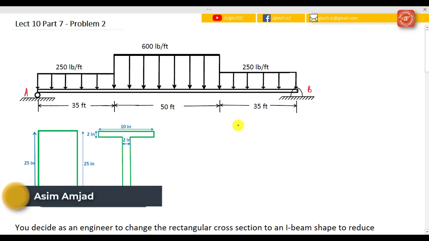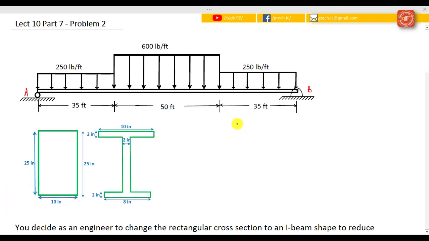My name is Asim Amjad, and in this video we continue our problem related to beam bending, but in this case we are now considering the I-beam section rather than a rectangular section. So these are the dimensions of the I-beam. The remaining part of the problem is the same as we did in problem number 1. If you didn't solve problem number 1, then first solve it, then move to problem number 2.